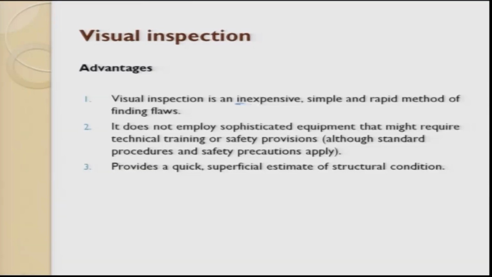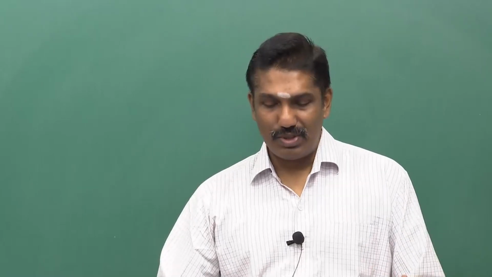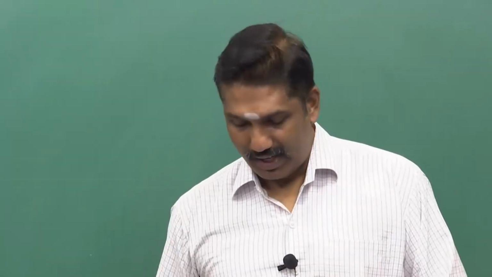Advantages: it is very inexpensive, very simple, very fast, they do not need any sophisticated equipment, and any complex surfaces can be done through visual inspection. Limitations: if it is blurred or there is no light in the particular location, then this becomes very difficult. Also, very small cracks on the surface, and cracks below the surface, cannot be found using visual inspection.